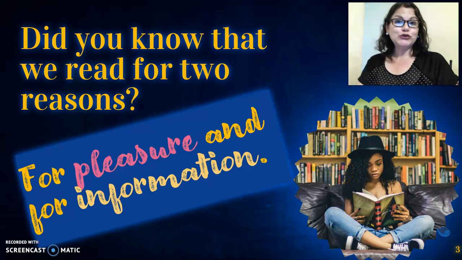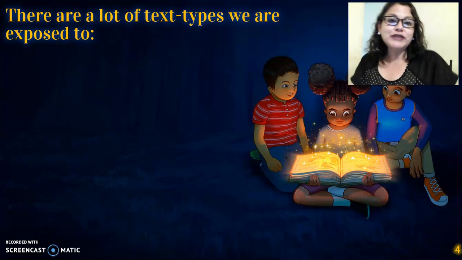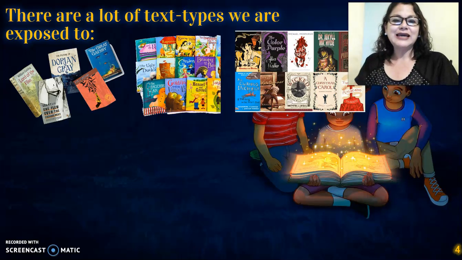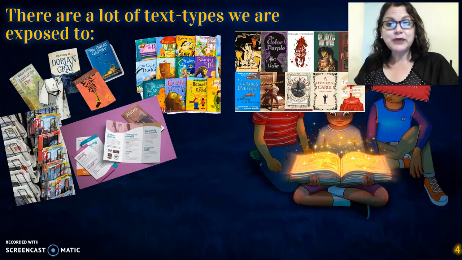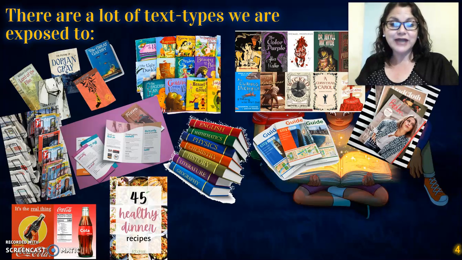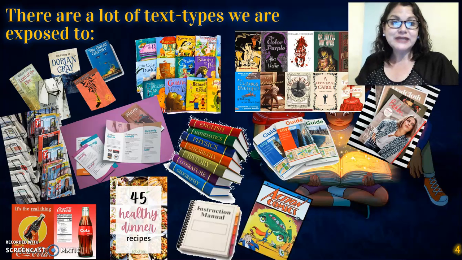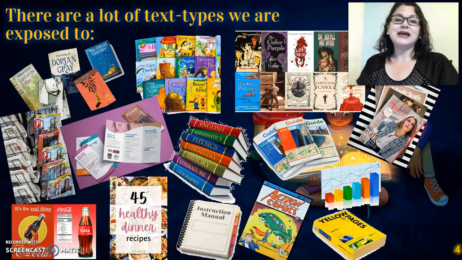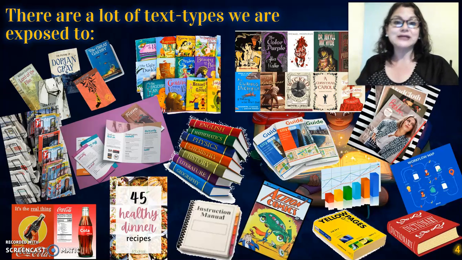Did you know that we read for two reasons? For pleasure and for information. There are a lot of text types we're exposed to, like novels, tales, plays, poems, magazines and newspapers, pamphlets, text guides, catalogs, advertisements, recipes, manuals or instructions, comics or cartoons, statistics or graphics, directions and yellow pages, maps and diagrams, and dictionaries, for example.